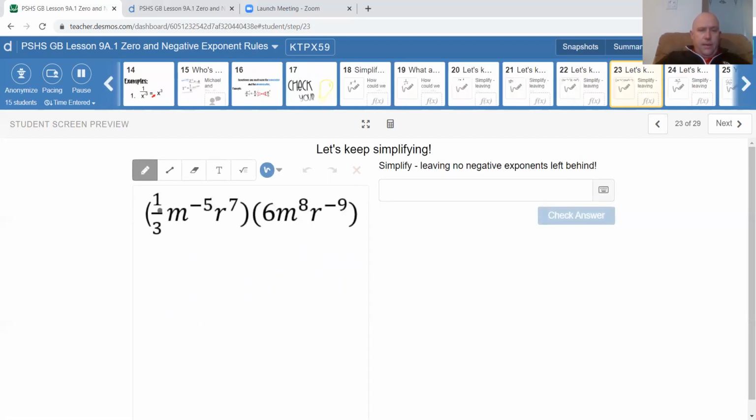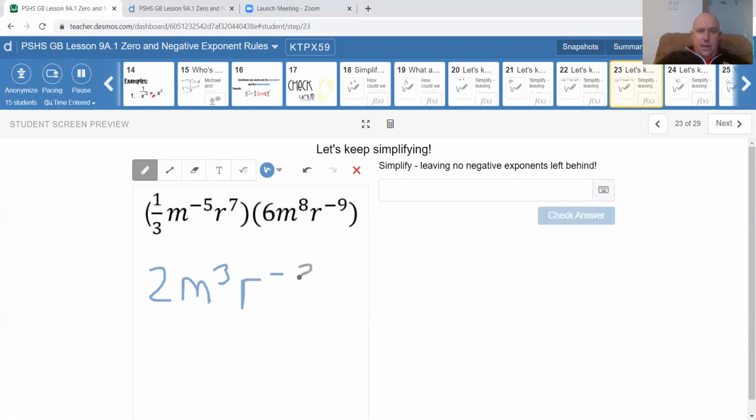Getting a little more complicated. Same thing though, numbers first. 1/3 times 6. If you're not sure, just use Desmos. Really, this is 6 divided by 3 is what I'm doing here. For the m's, add the exponents together. Negative 5 add 8 is 3. And for the r's, 7 add negative 9 is negative 2.